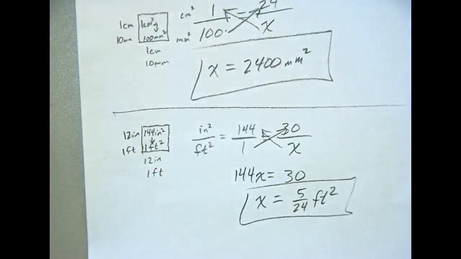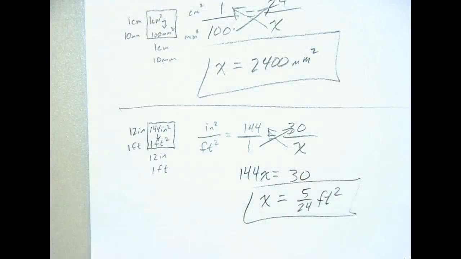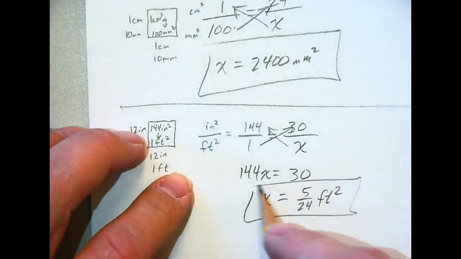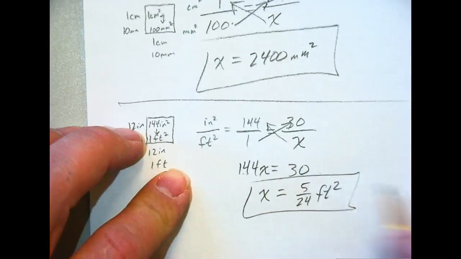I guess it doesn't matter if you flip those around, like if you have 1 on top of 144 and then x on top of 30. When you multiply, you're going to have 144 30ths, and it doesn't matter if those are flipped. Here you're going to divide by 144, so 30 over 144, which reduces to 5/24.